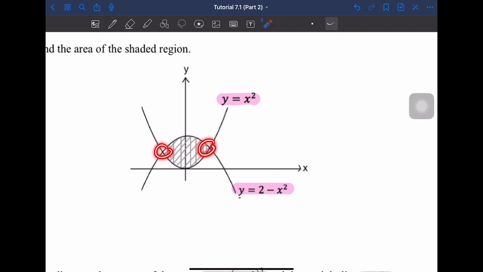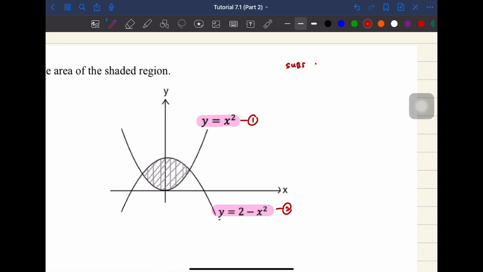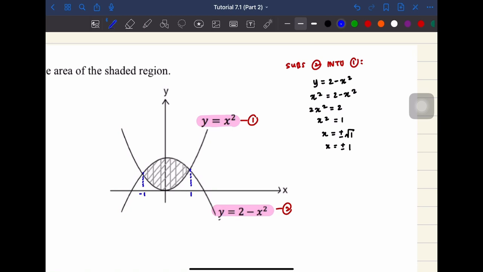Tengok betul-betul, this is intersection point. Okay, again, bila intersection point, kita akan pakai persamaan serentak. So apa persamaan yang kita ada? This is the first one. This is the second one. Okay, so kita solve je macam biasa. So 2 into 1. So kita boleh masukkan 2 dalam 1. So equation 2 kita ada y sama dengan 2 tolak x square. So kita gantikan y tu dengan x square. So x square sama dengan 2 tolak x square. So negatif x square pindah sana jadi 2x square sama dengan 2. So x square sama dengan 1. X sama dengan plus minus 1. Okay. So dah berjaya cari. So this is x equal to negative 1. This is x equal to 1.